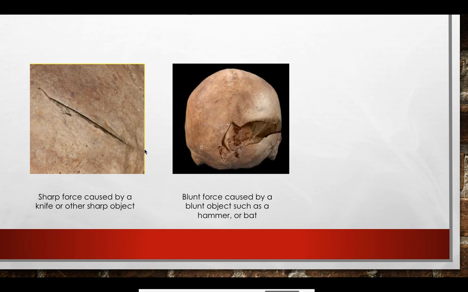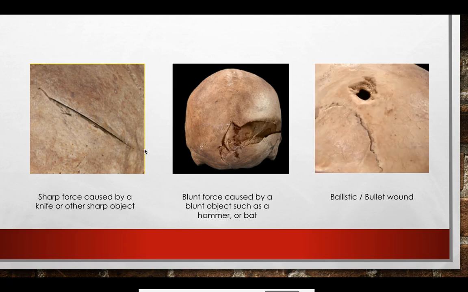Another example is of blunt force. Usually this causes a very large or circular indent with cracks around it. And this is showing that a blunt object such as a hammer or maybe a bat was used and can also indicate why that individual may have passed on. Another example is ballistic or a bullet wound, which makes a very characteristic hole in the skeleton.